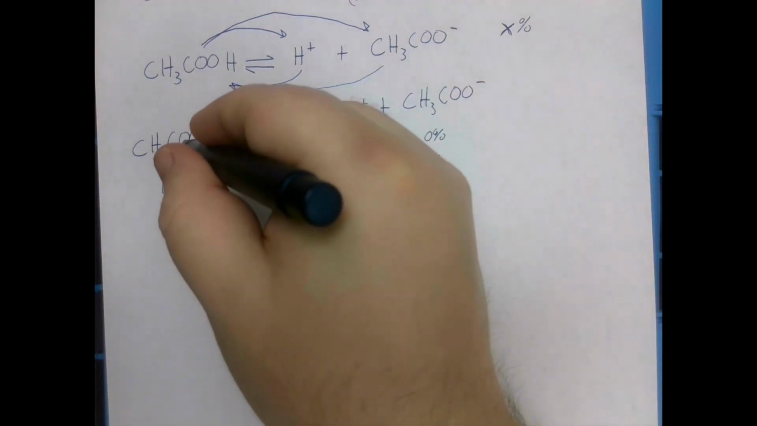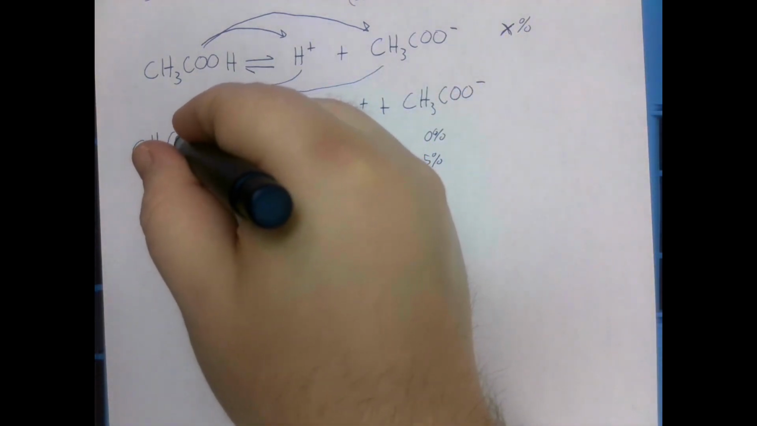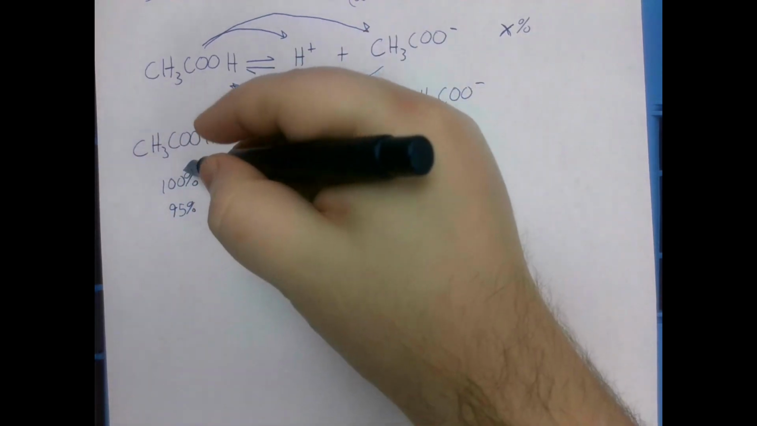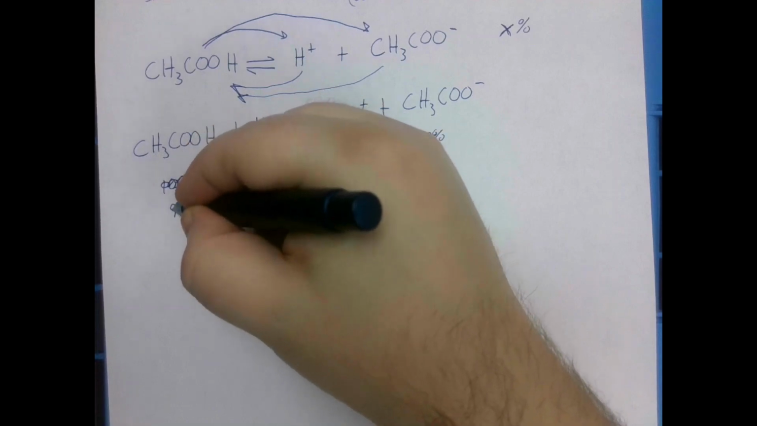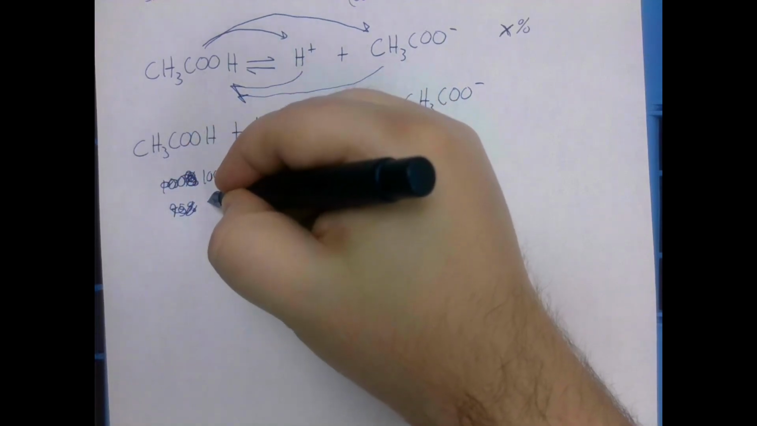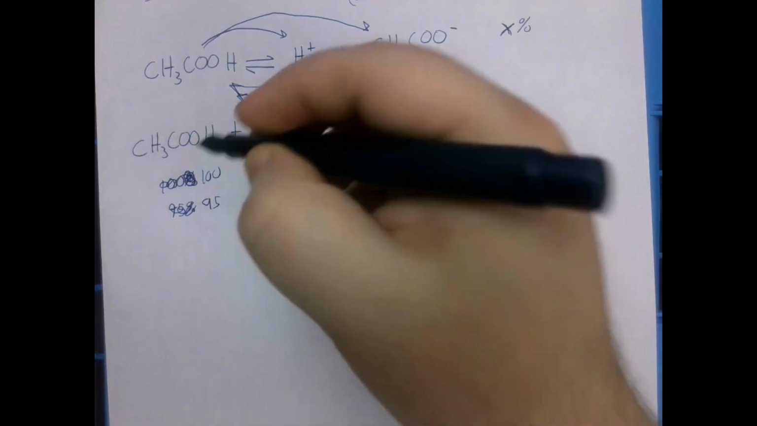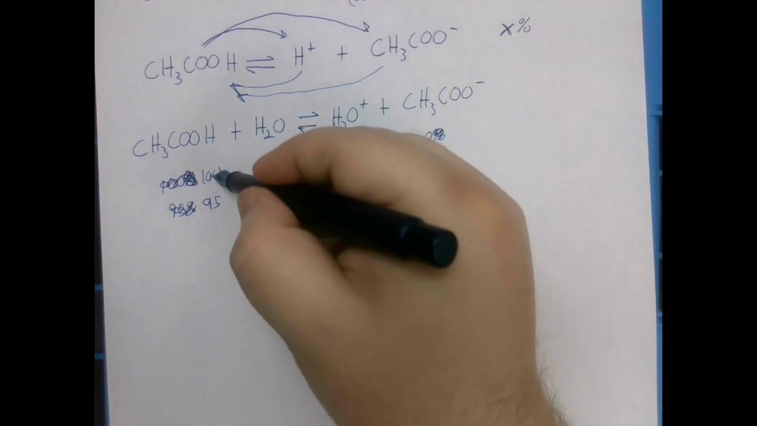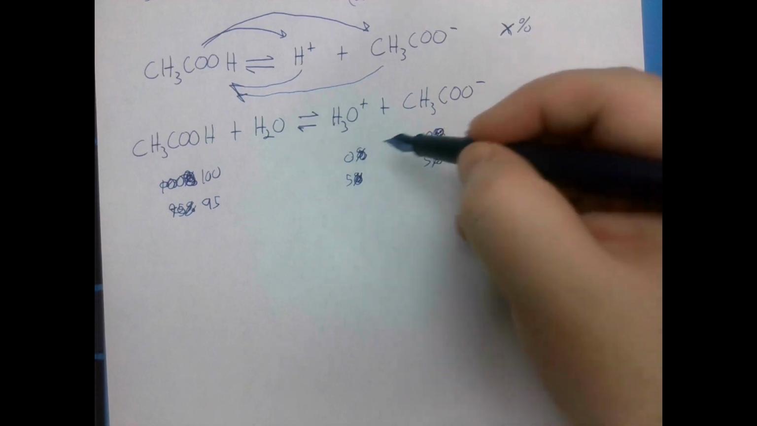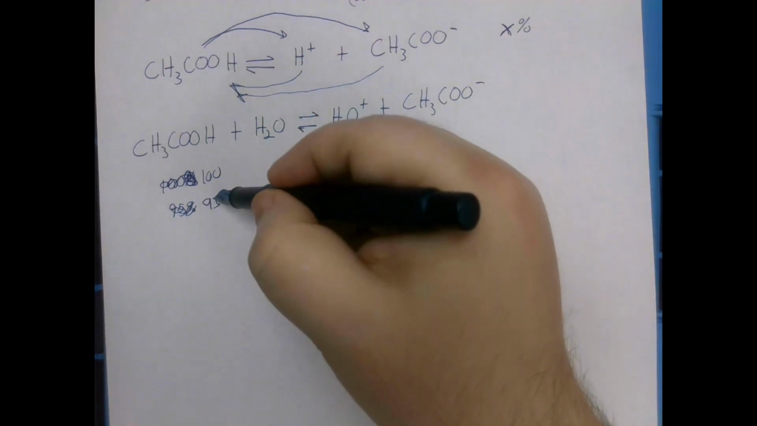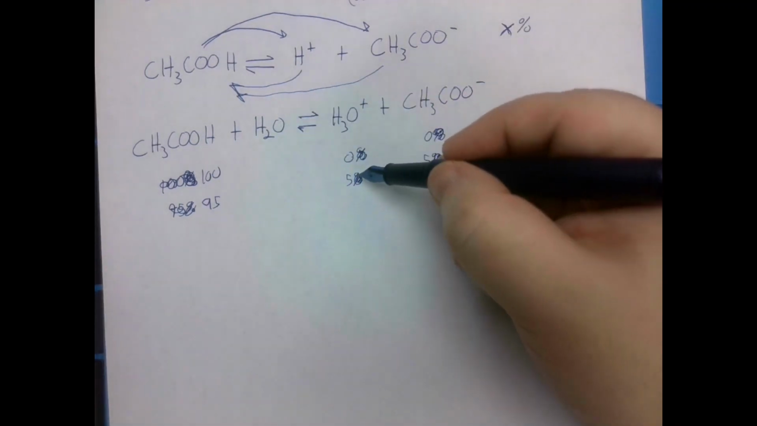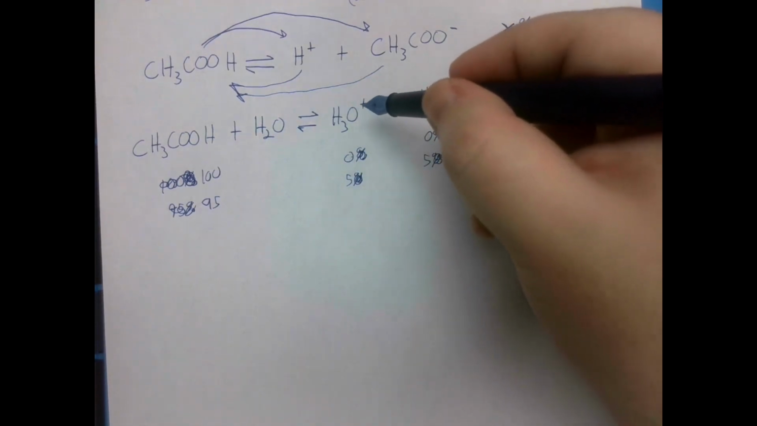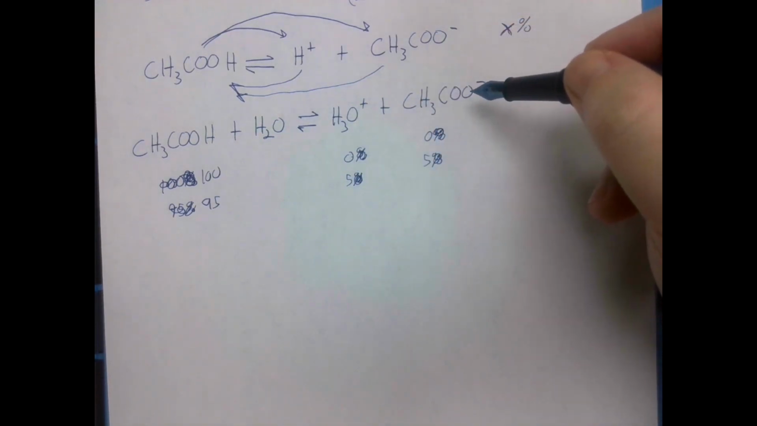So 95% molecules. I should probably not use percentage here. Let me just say 100, and then 95 molecules. So initially we have 100 molecules of this, then we have 0 and 0. 5 molecules are going to break apart into making 5 H plus ions and 5 acetate ions.